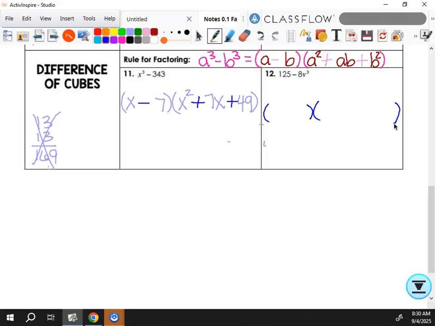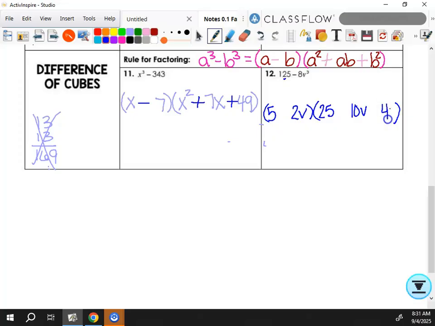So I do just the same thing I did before. What's the cube root of 125? 5. And that one's first, so it comes first here. The cube root of 8v cubed is 2v. Okay, and it goes second. And that's fine, right? Then put in your 3 terms in the second one. Let's make sure we agree on those. Do we agree with 25 and 10v? Yes. And then what would the last term be?